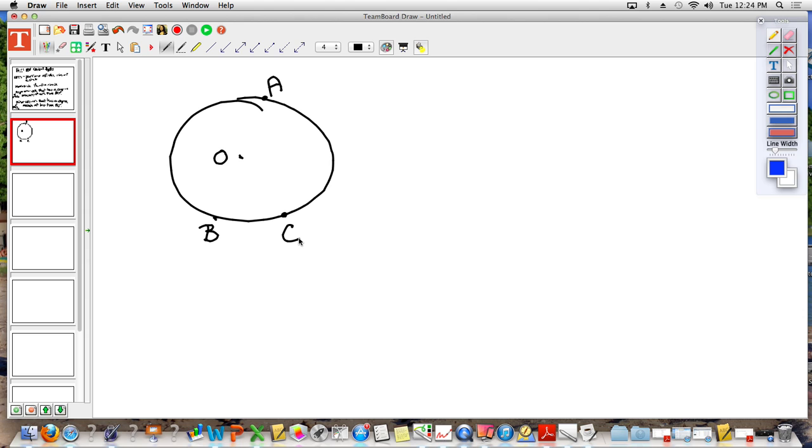All right, so what I would like you guys to do is look at this picture and label for me a major arc. Label all the major arcs. Major arcs in this picture, first of all, you have to name them with 3 letters.